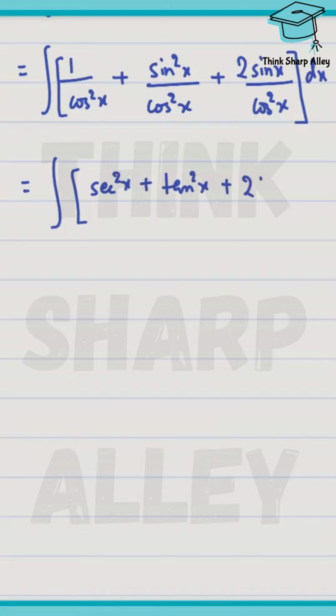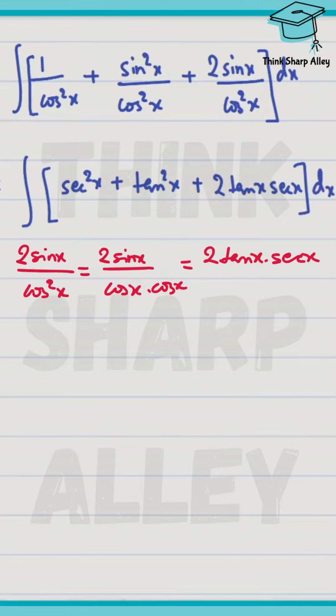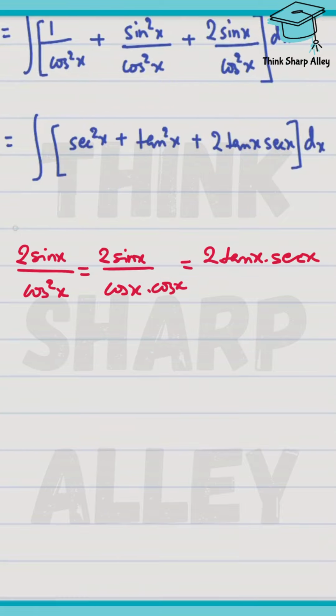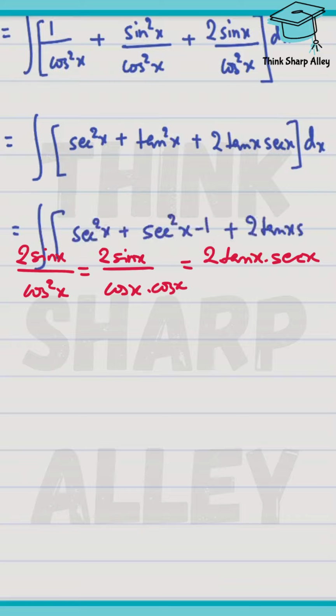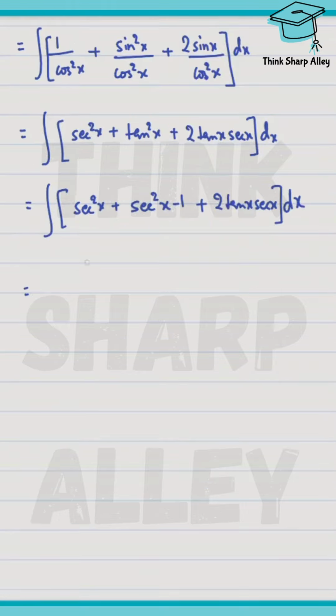to write the statement. Please note 2 sin x by cos square x can be written as 2 tan x sec x, because I am splitting cos square x into cos x into cos x. So 2 sin x by cos x is tan x, and one more cos x becomes sec x. Then we cannot integrate tan square x directly, so we have written it as sec square x minus 1.